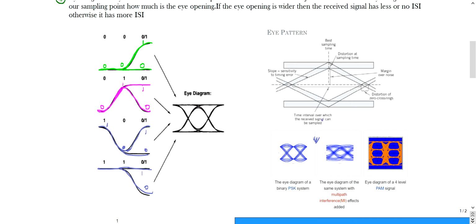Suppose I do the sampling at this point, then you can see the height of the eye is a little low. Okay, it is not the maximum height, right? So this is not the maximum.